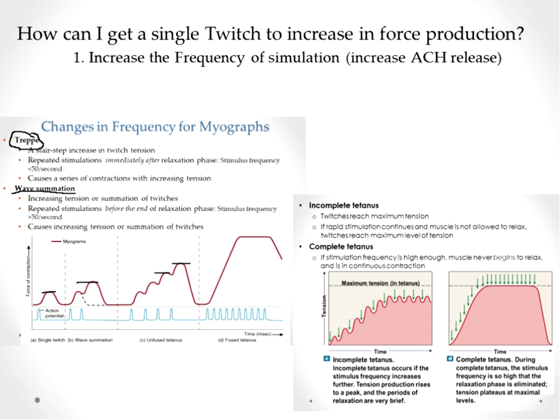And I'm not changing the muscle number, I'm not changing the muscle sarcomere numbers or myofibril numbers. All I'm doing is in the same muscle fiber, I'm asking it to contract at a frequency that before the muscle technically gets to relax all the way, it's being asked to contract again. And so wave summation is that stepladder approach of force production coming up.